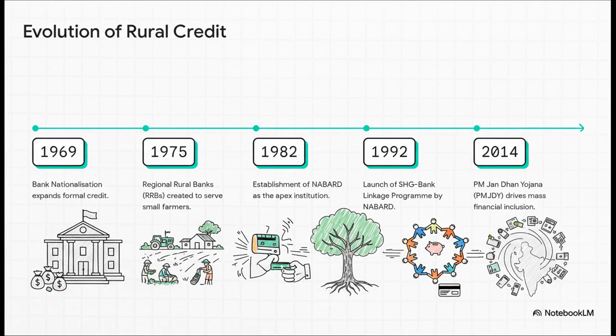The story of rural credit in India is really a story of expanding its reach. It started with nationalizing banks back in '69, then creating specialized RRBs. But the big one for us is 1982, the birth of NABARD. After that, we saw amazing new models like the SHG Bank Linkage Program, all leading up to the massive financial inclusion drive of Jan Dhan Yojana.